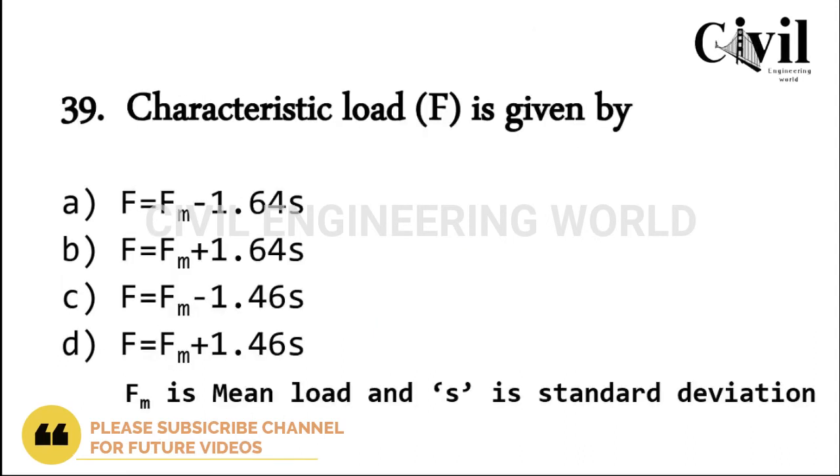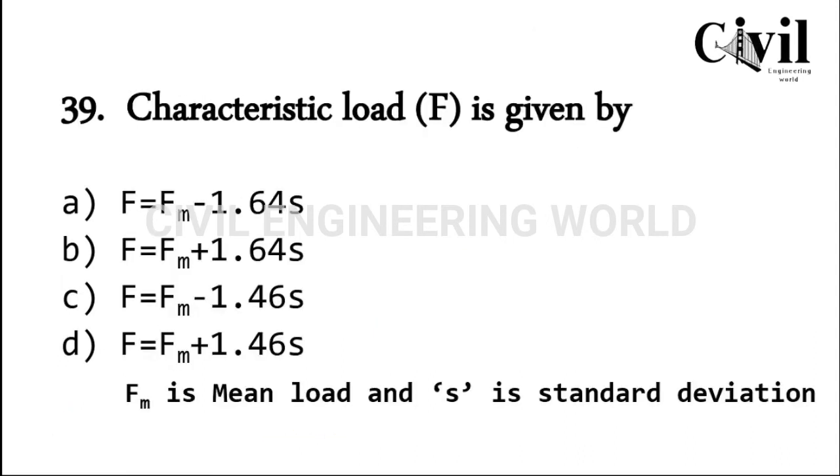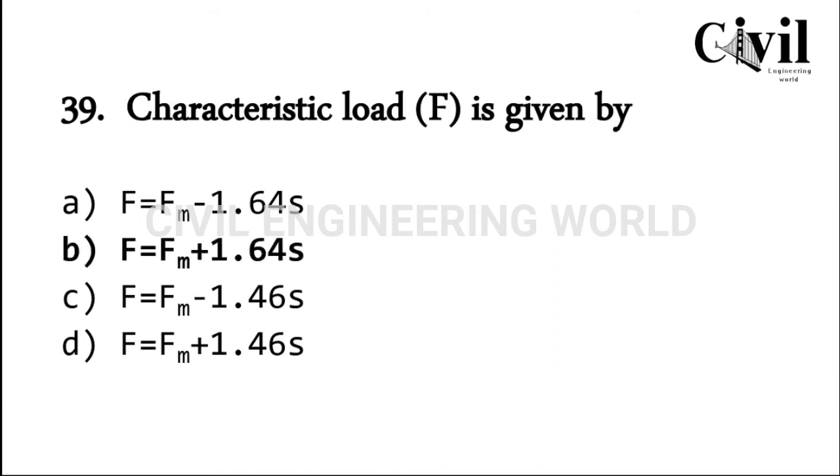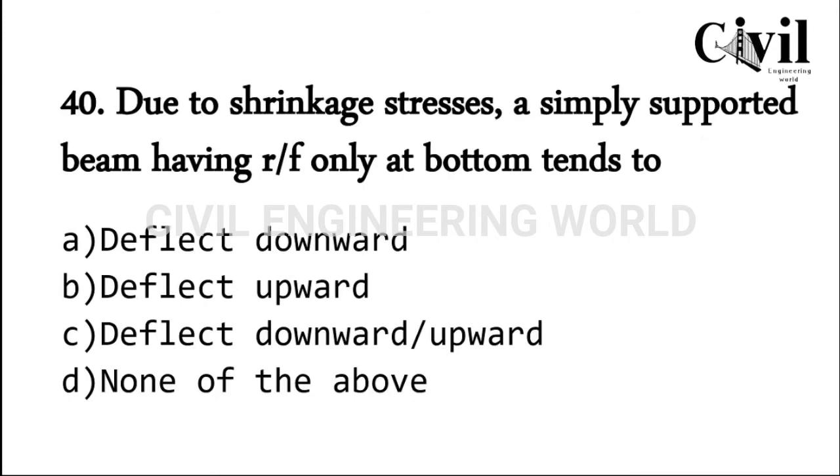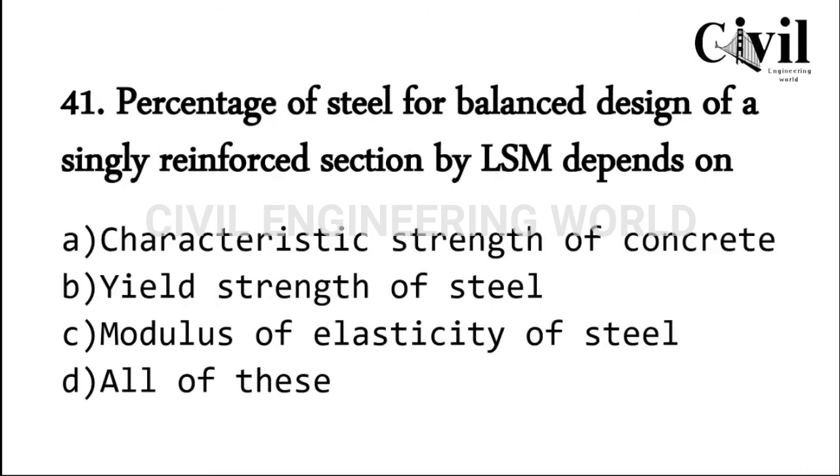So for 39, a characteristic load is given by F is equal to Fm plus 1.64 S. So B is the correct answer. Okay, so due to shrinkage stresses, a simply supported beam having reinforcement only at bottom tends to deflect downward. A is the correct answer. Next is percentage of steel for balanced design of singly reinforced section by LSM totally depends on all of these. D is the correct answer.